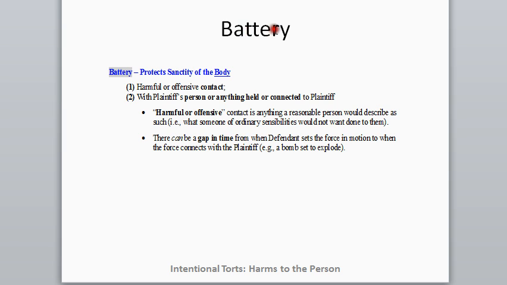So battery, this is the first one. It protects sanctity of the body. So we all have bodies, and we're entitled to protect them. And if somebody violates our body, we can go to court and sue them for battery. So what is a battery? It is a harmful or offensive contact with plaintiff's person or anything held or connected to plaintiff.